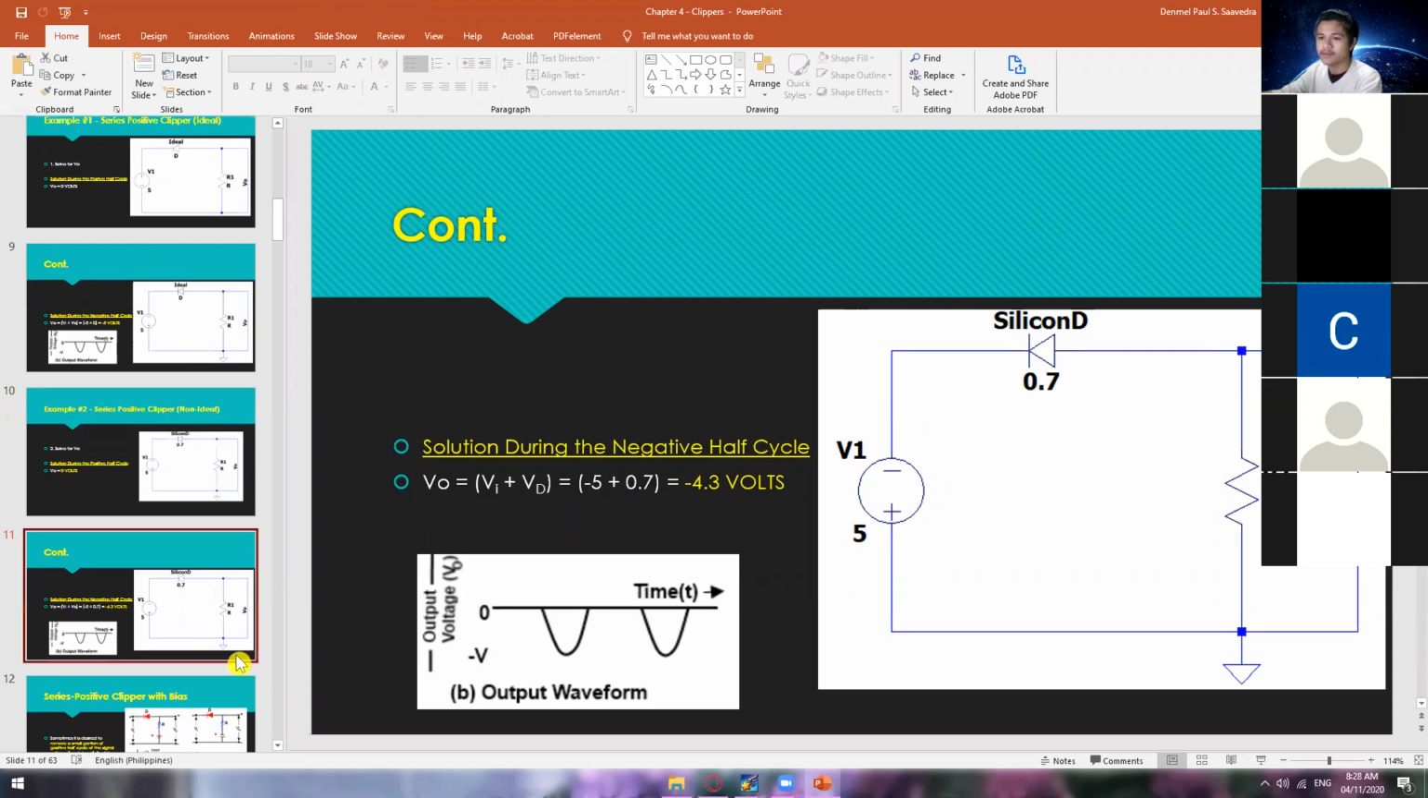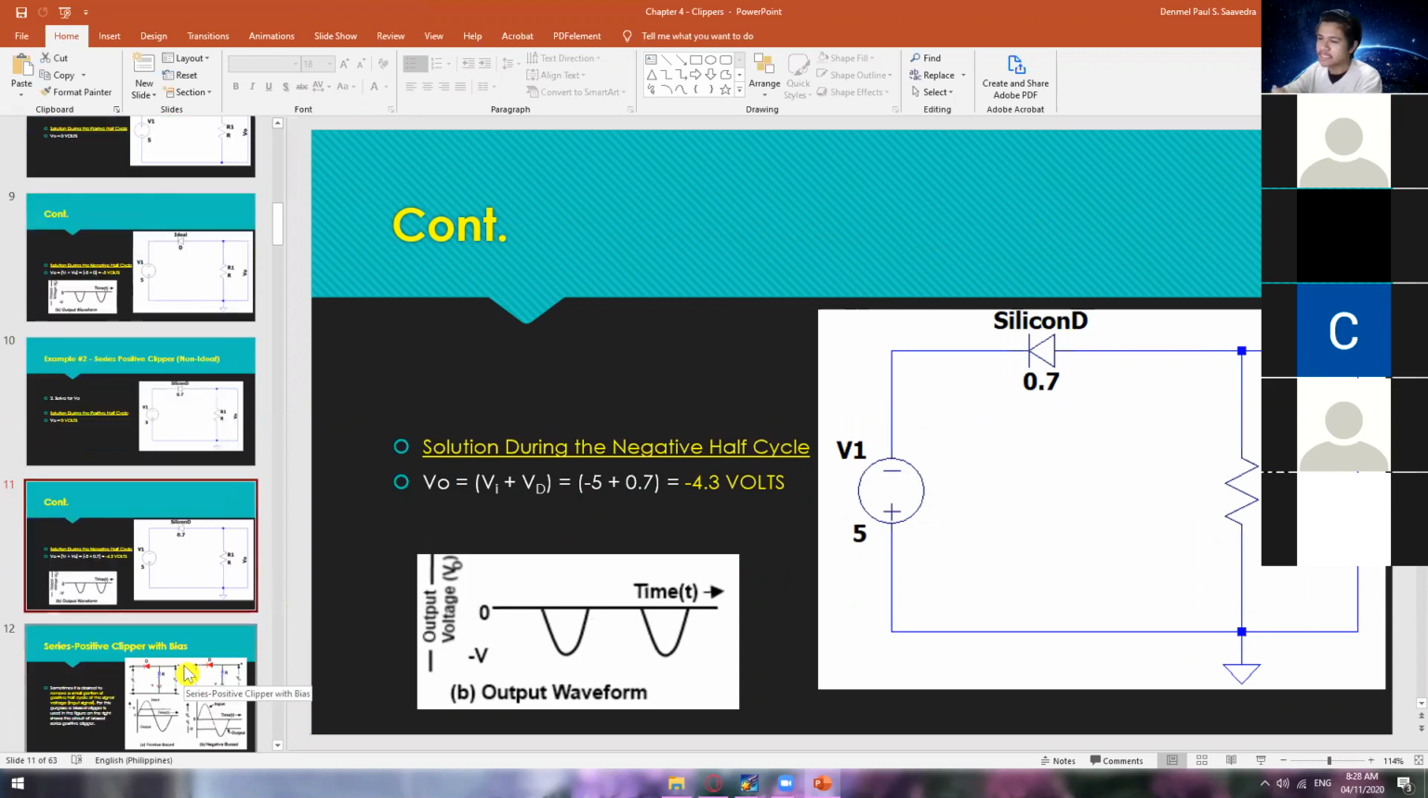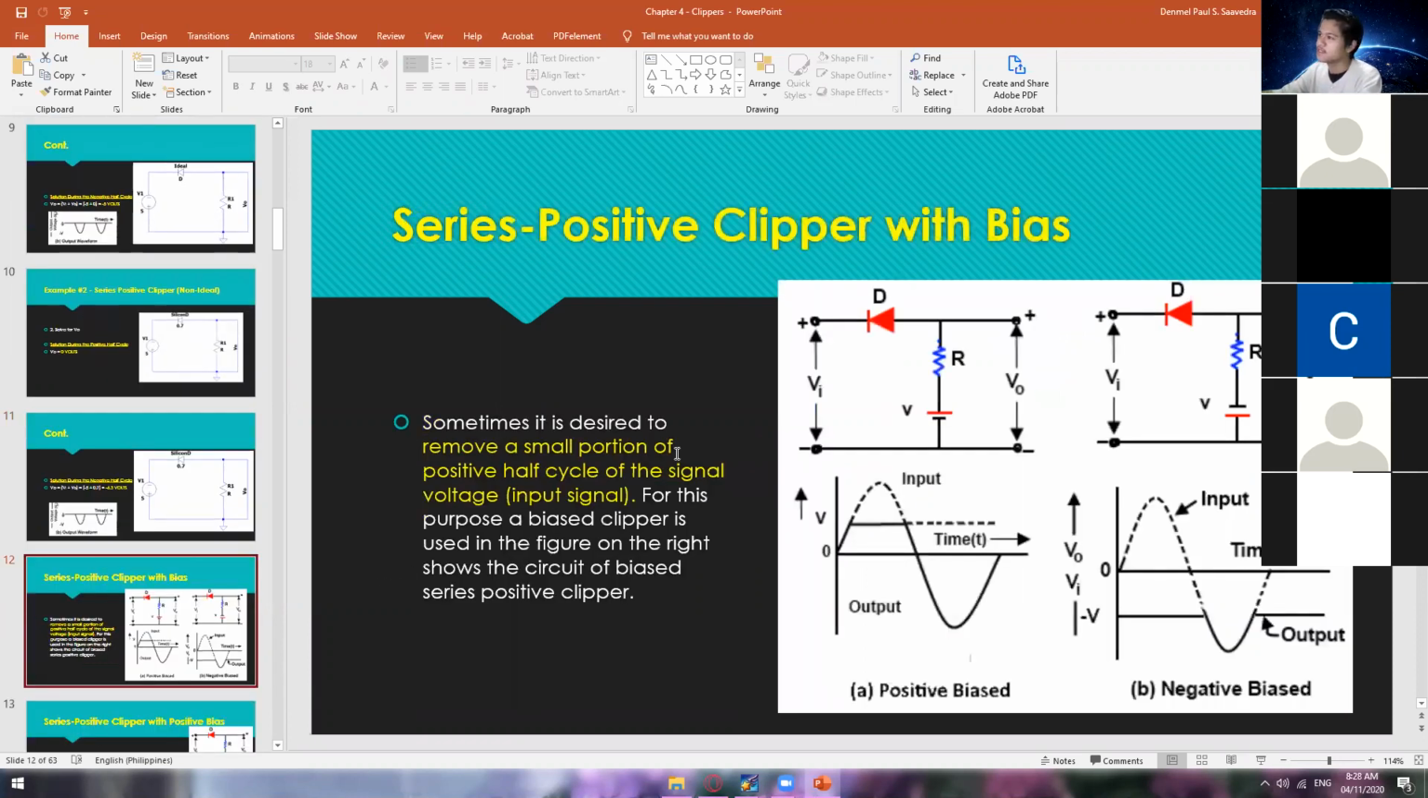Right? So let's say we're now done with series positive clipper without bias. So let's now deal with bias. What is this with bias? With bias, there's an additional applied voltage in that circuit. We do this one with bias because sometimes it is desired to remove a small portion of the positive half cycle of the signal voltage. For this purpose, a bias clipper is used.